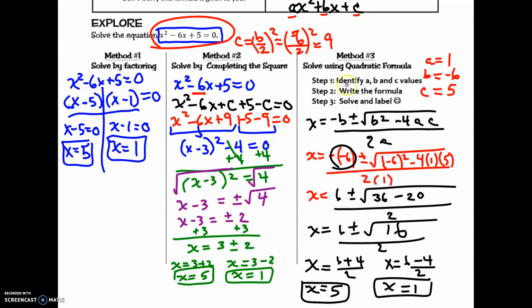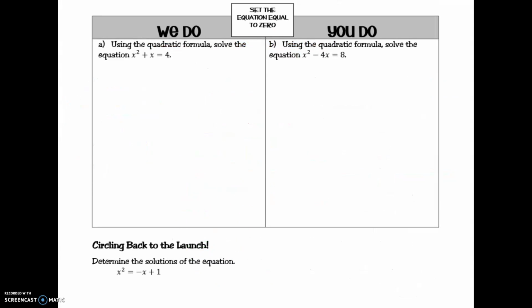So here, first you identify A, B, and C. Then you write your formula and substitute. And then you solve and make sure that you have solved all the way through to find your x values. So this first equation, don't get tricked. We're going to use the quadratic formula to solve. However, remember, we can't solve until the equation is equal to 0. So we need to subtract 4 from both sides and get x squared plus x minus 4 equals 0.